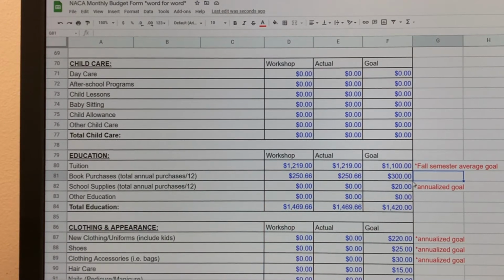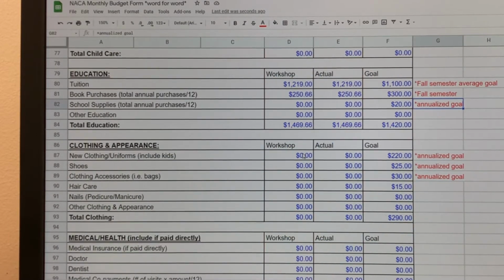Or I'll just leave a little thing for fall semester. And, oh, there's fall semester. Then everything else should be good. Okay, next is clothing.